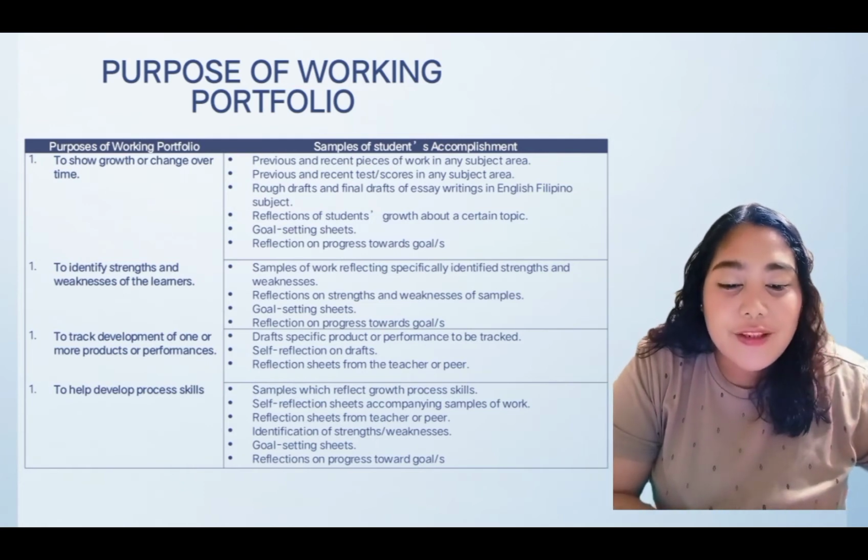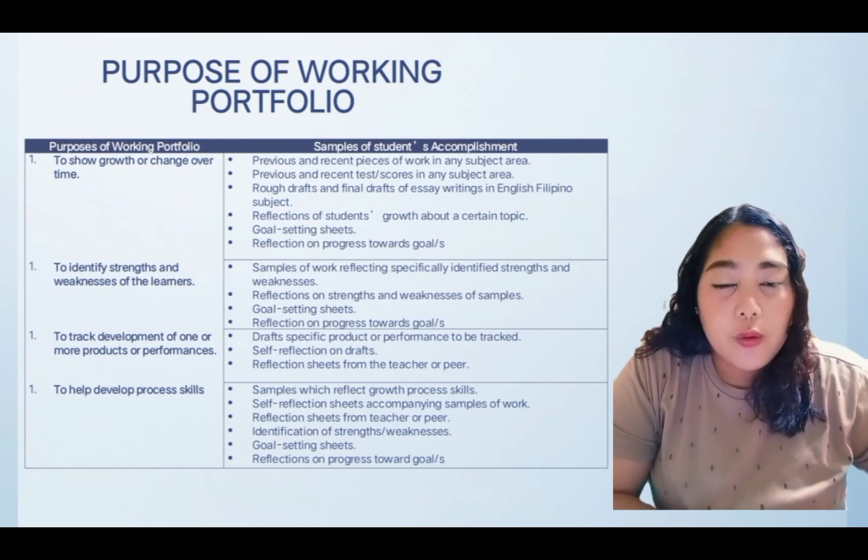Job seekers might have an online portfolio, a paper portfolio, or both. A work portfolio shows potential employers actual evidence of your accomplishments, talents, and abilities. It demonstrates the breadth and depth of your expertise and training.